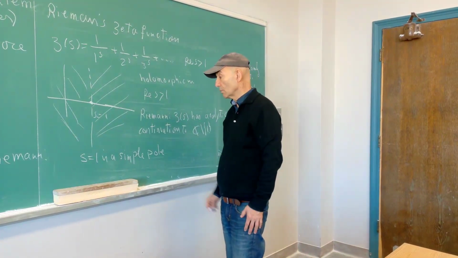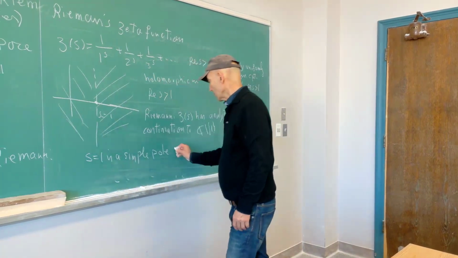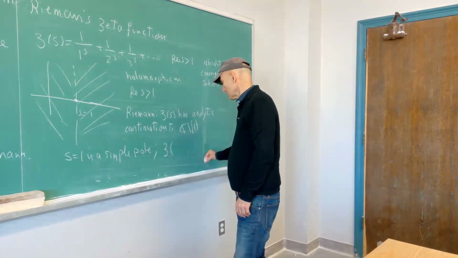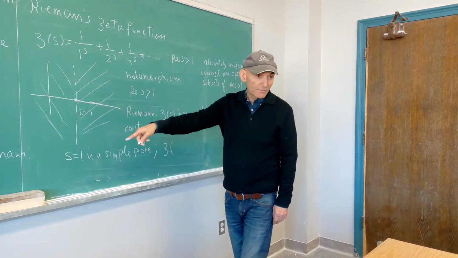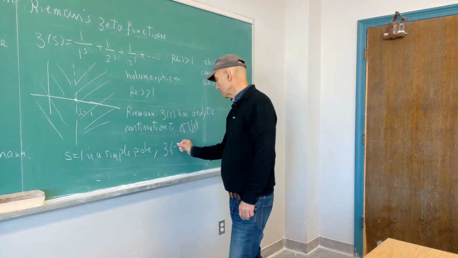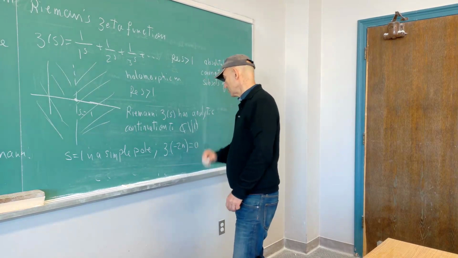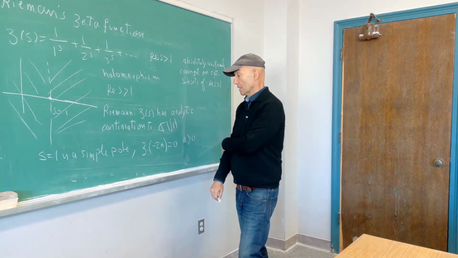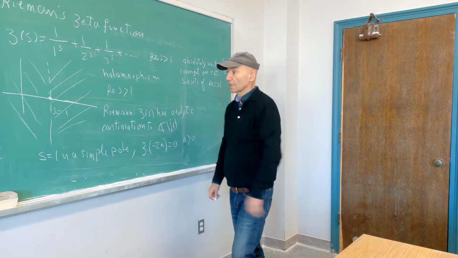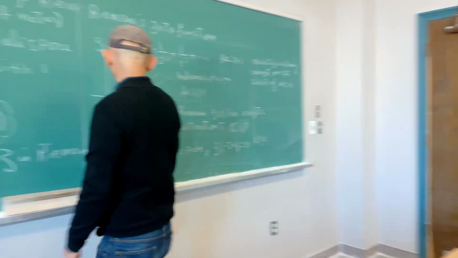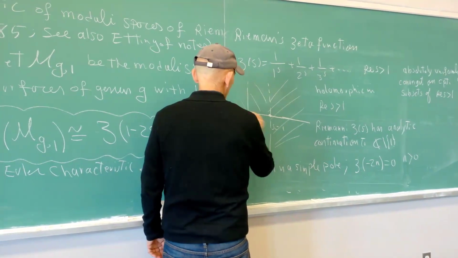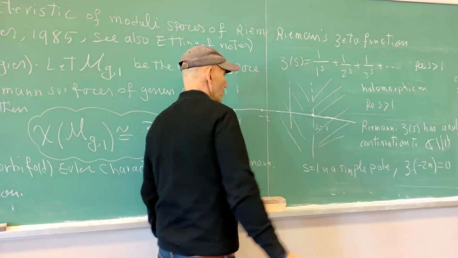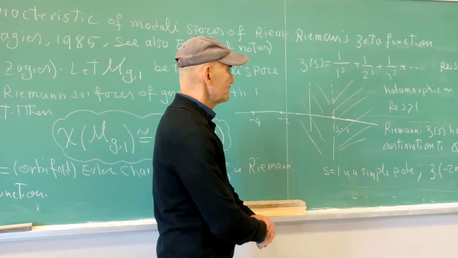Yeah, so it's a simple pole. What else is known? Another thing that's known is that zeta at negative even integers is 0, for m bigger than 0. These are called trivial zeros. So at -2, -4, they're called the trivial zeros of zeta.